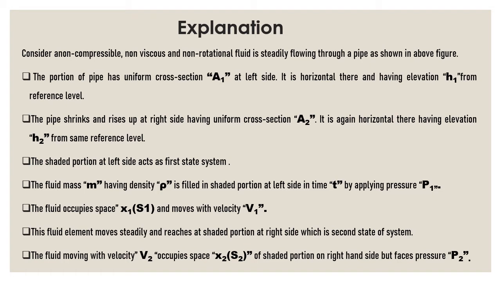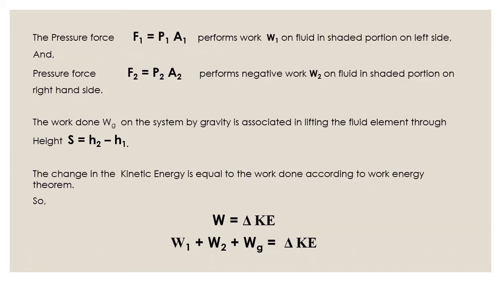The shaded portion on the left hand side acts as the first state of the system, and the fluid mass M having density rho is filled in the shaded portion at left side in time t by applying the pressure P1. The fluid occupies space x1, shown in the picture as S1, and moves with the velocity v1. This fluid element moves steadily and reaches the shaded portion at the right hand side, which is the second state of the system. The fluid moving with the velocity v2 occupies the space x2, shown in the picture as S2, but faces the pressure P2.